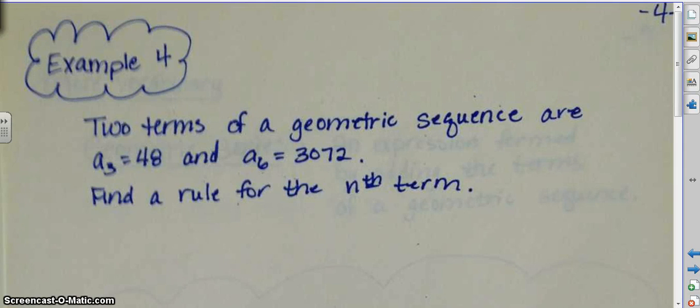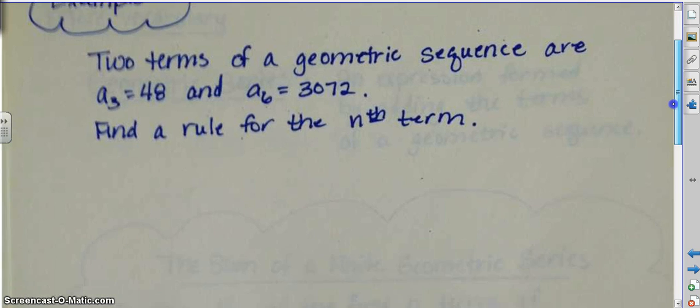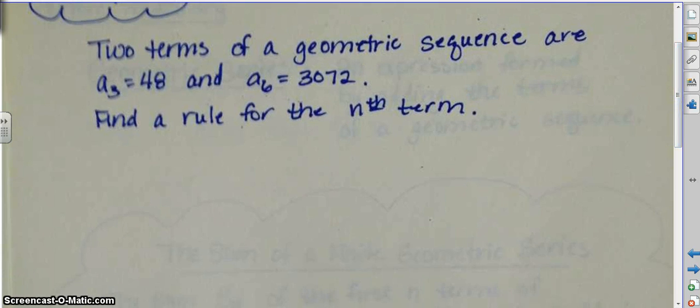This is part 2 of geometric sequences and series. Example 4. Two terms of a geometric sequence are a sub 3 is equal to 48 and a sub 6 is equal to 3072. Find a rule for the nth term. If I'm going to find a rule for the nth term, I need to know my formula, which is a sub n is equal to a sub 1 times r raised to the n minus 1.